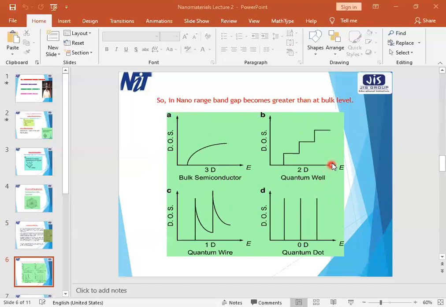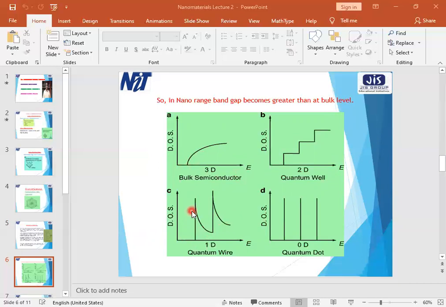At the bulk level, what is the band gap? That will not remain at the nano range. That will increase. Now you see, this is showing the band gap in the bulk semiconductor, whereas here is the band gap of the quantum well. Here the particle is free to move in all three possible directions. In the two-dimensional quantum well, the particle is confined, so it can move in the y direction as well as the x direction. The third axis is not shown here.